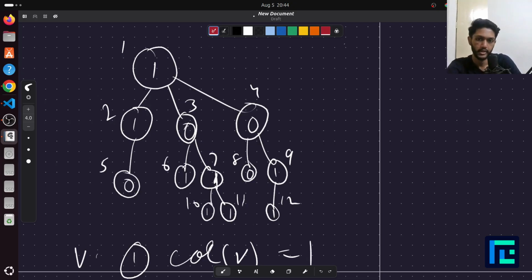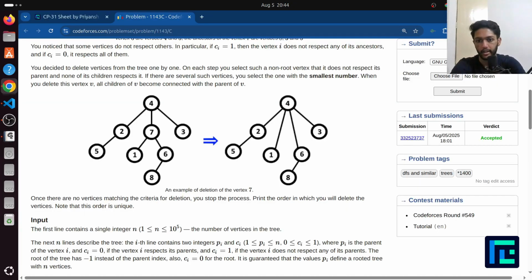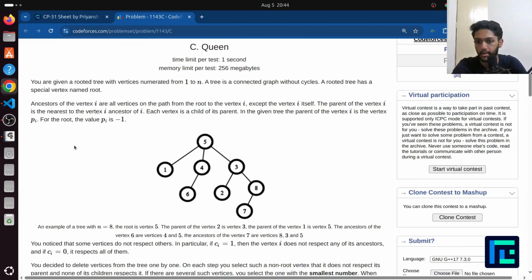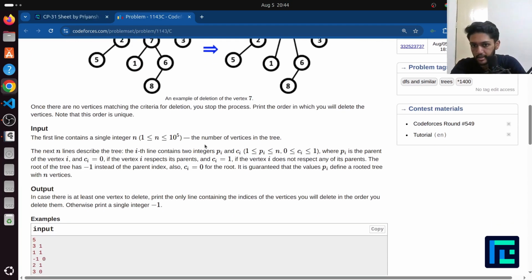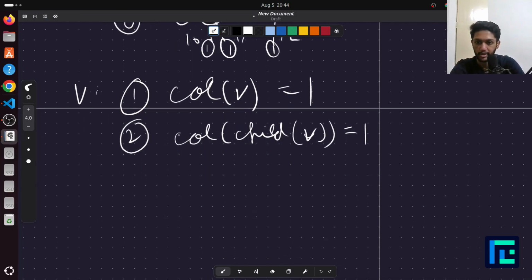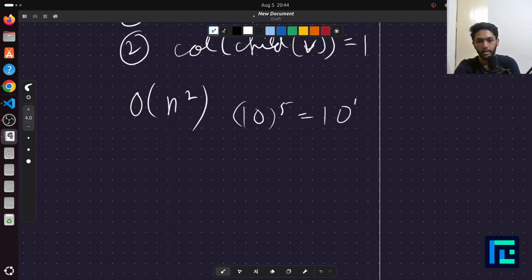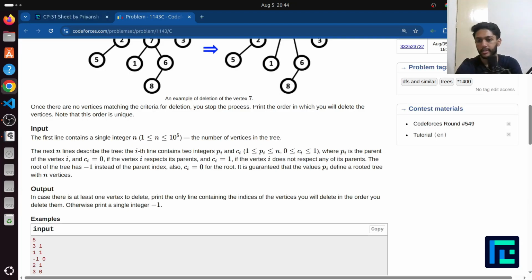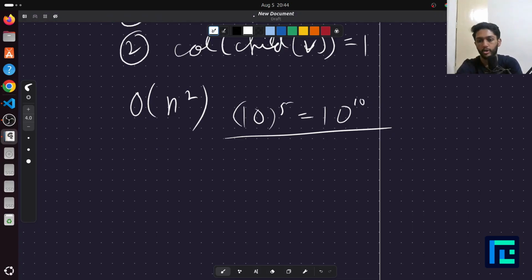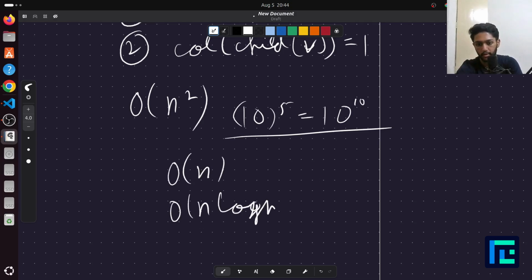So yeah, this is the problem. And the constraints are that n is up to 10 to the power 5. So the number of vertices in the tree is up to 10 to the power 5. So of course you cannot do O(n^2) solutions, because (10^5)^2 would go up to 10^10, which would give TLE. And so you can do it in O(n) or O(n log n), or something like that.